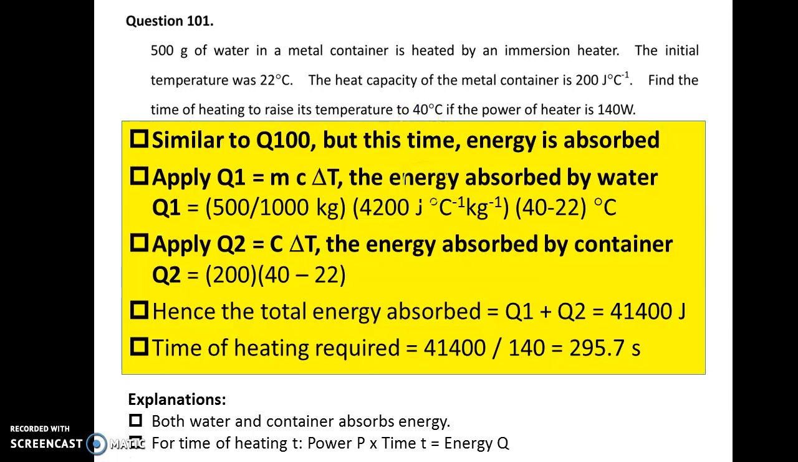First, we find the energy absorbed by water using the equation Q equals mc delta T, where delta T is the change in temperature. Next, we use the equation Q equals C delta T, where C is the capital letter C. This is the heat capacity of the metal container, so that we may find the energy absorbed by the container. So together, we can find the total energy absorbed by them in order to increase the temperature to 40 degrees Celsius. And so the time of heating is given by Q divided by the power of the heater.